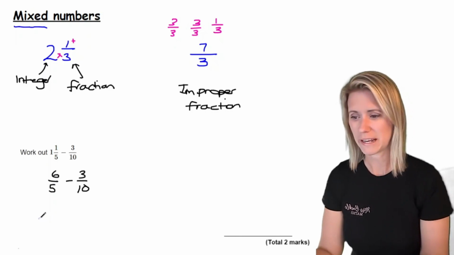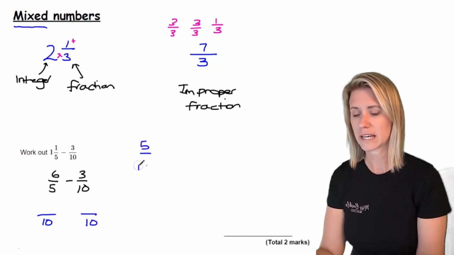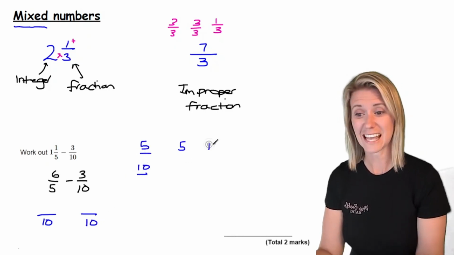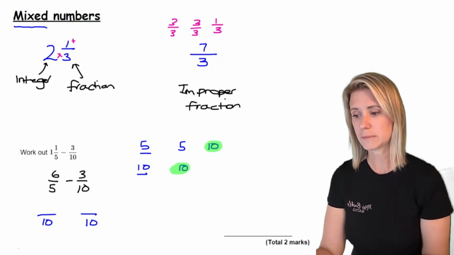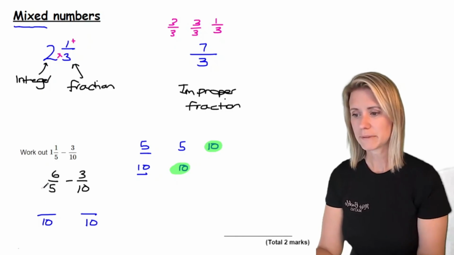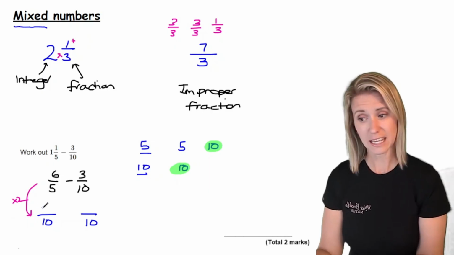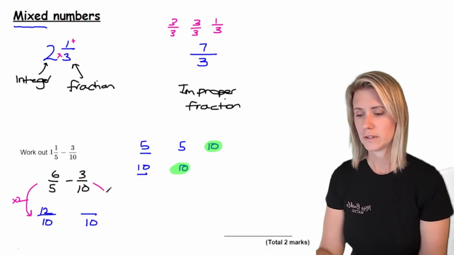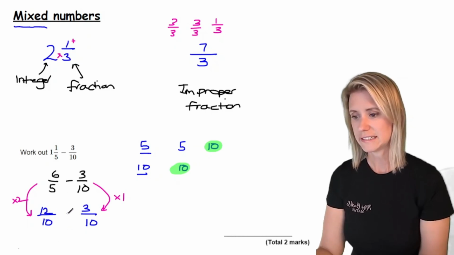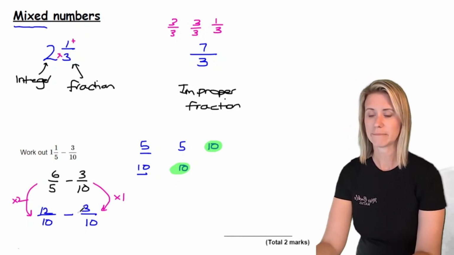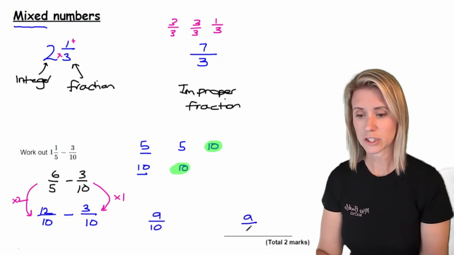6/5, once again, denominators are not the same. We need to convert them so they have the same denominator. So your 5 times table and your 10 times table, you will see that it's the 10 that appears first in both. That's going to be our lowest common multiple, our denominator. Okay, what's happened to the 5 to get to 10? It's been doubled, so do exactly the same to the numerator to keep it equivalent. 12, 10 has been times by 1, 3 times 1 is 3. Subtracting them this time, 12/10 subtract 3/10 gives us 9/10. And that's how you get your 2 marks for that question.